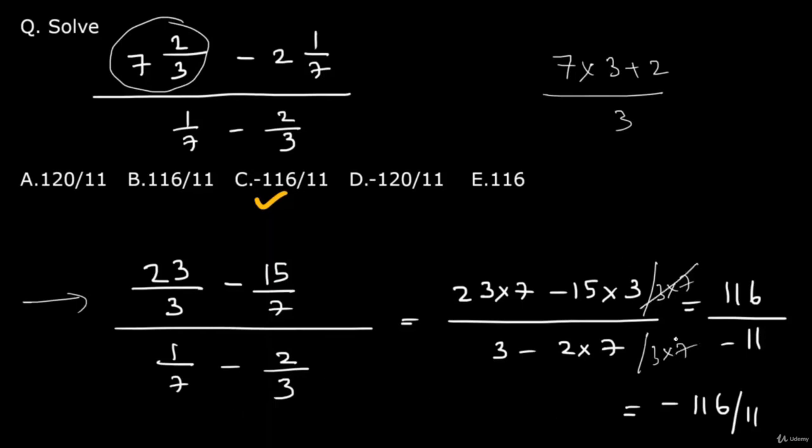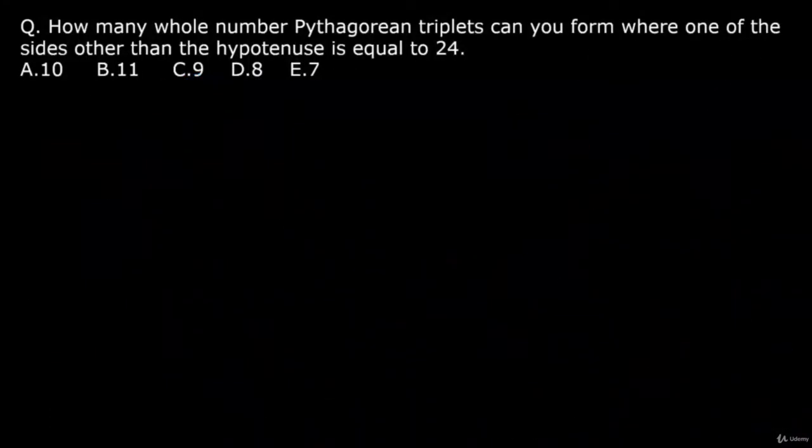So these two parts get cancelled. So that's why you don't even need to write it over here. The expression becomes 23 into 7 minus 15 into 3 divided by 3 minus 2 into 7. That's equal to 116 divided by minus 11, which is the same as minus 116 by 11, and that is option C.